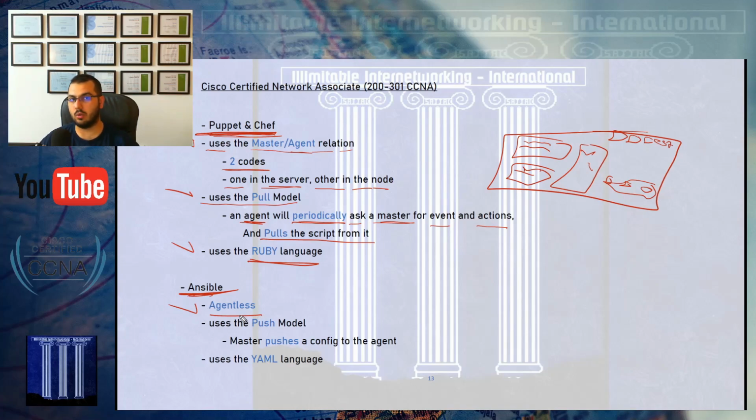For Ansible, the first awesome thing is that it's agentless. Install a new router in your network and you don't need to install anything inside it regarding scripting or automation. That's it. The controller will talk with it automatically. How will that happen? By using the push model. The push model means the master, which is the controller inside the server, will push a configuration to the agent when there is a configuration that needs to be pushed down to the agent.